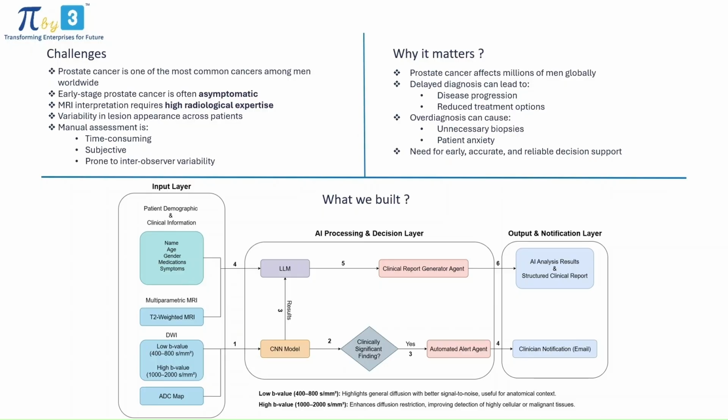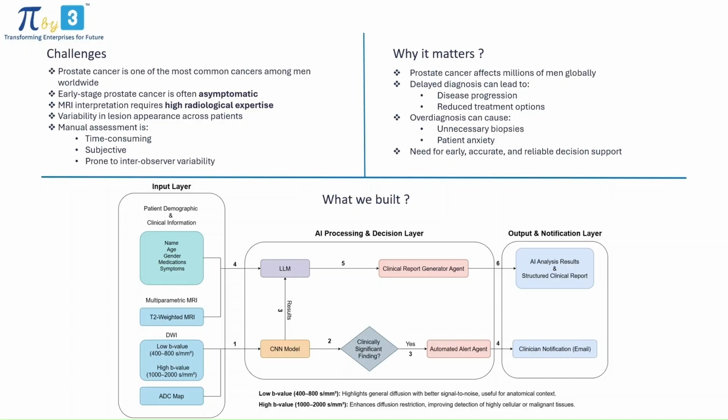The DWI and ADC inputs, focused on a radiologist-selected region of interest or suspicious lesion, are first passed to the CNN-based deep learning model. The model performs a lesion-level classification, determining whether the findings are clinically significant or non-significant. If the findings are clinically significant, an automated alert agent triggers a clinical notification email, ensuring timely attention. At the same time, the classification result is passed to the large language model in parallel with the patient's clinical information and T2 weighted MRI input. The LLM performs clinical reasoning and forwards this to the clinical report generator agent, which produces a structured assistive clinical report.